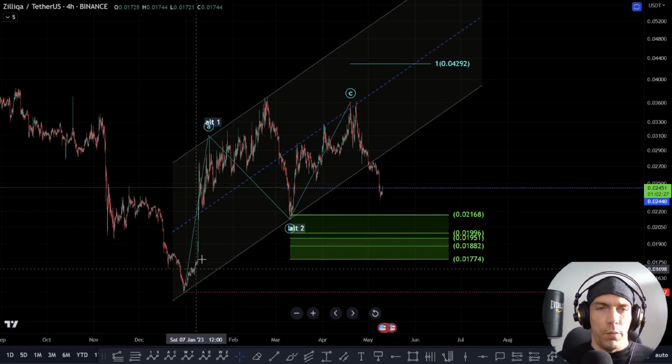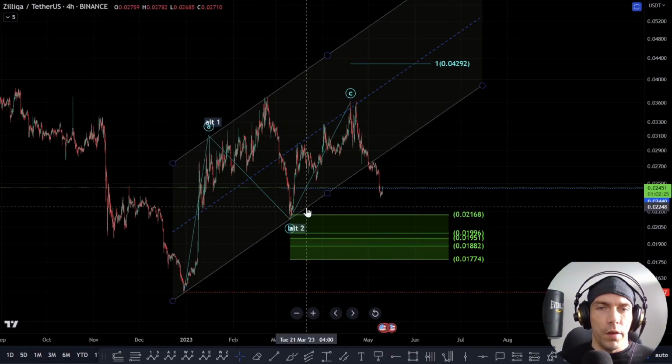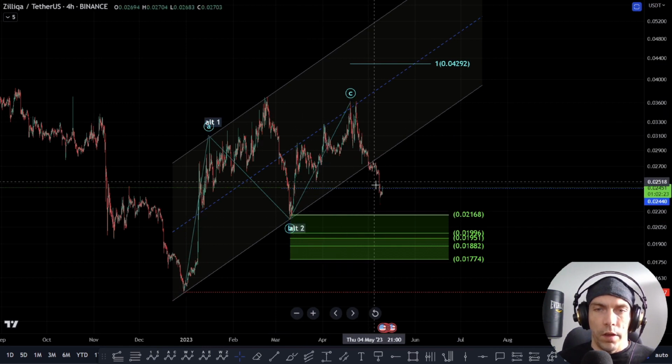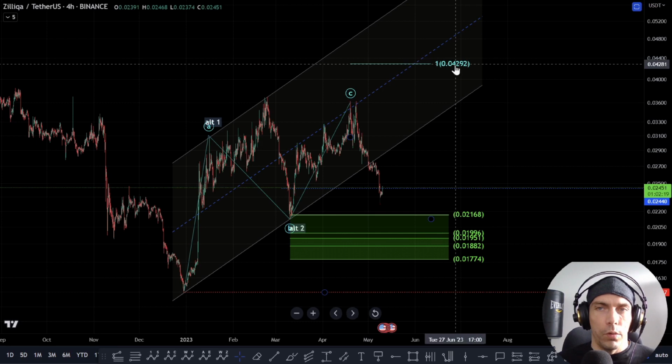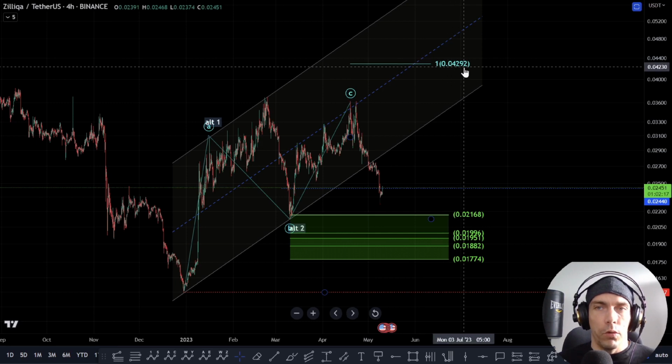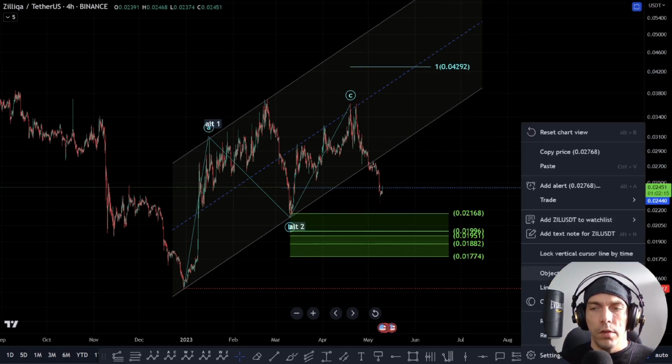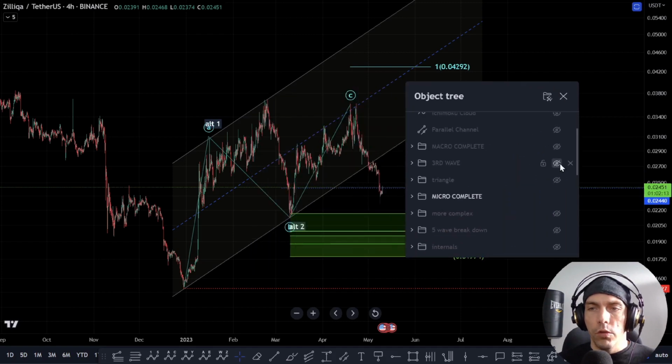Let's get into the price action. So primarily what we're still talking about is that potential of seeing a push to the upside here. We could still potentially be setting up an additional leg to the upside here. Still looking for this 1-to-1 towards this 0.4292 area.